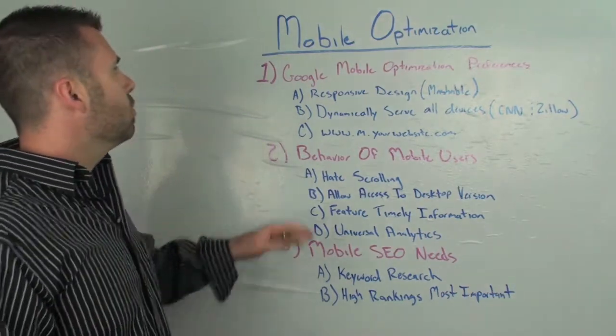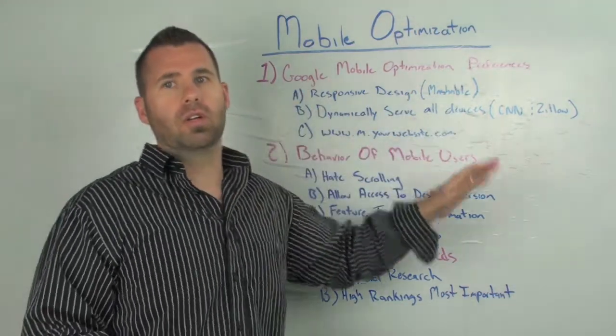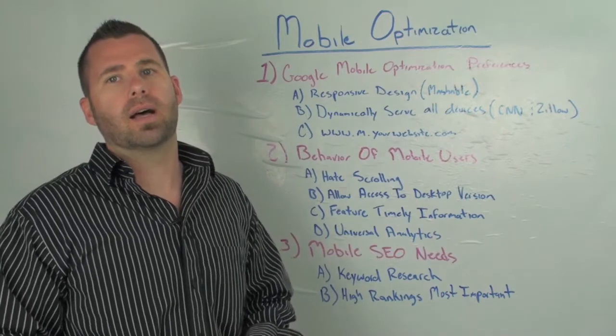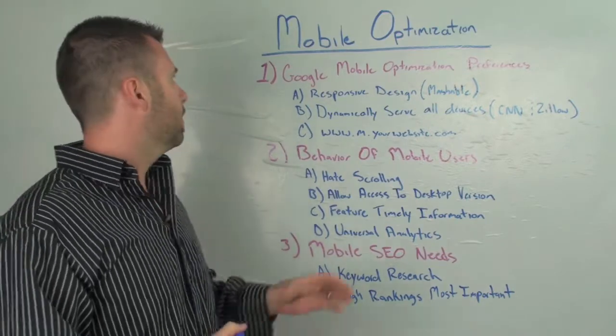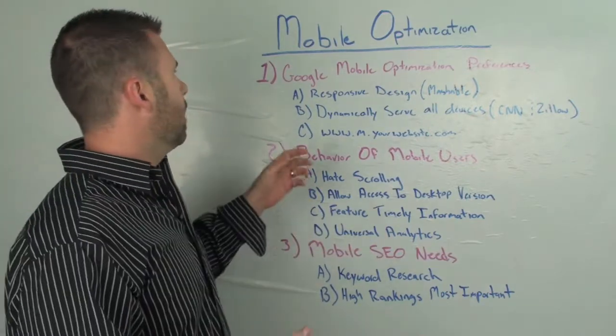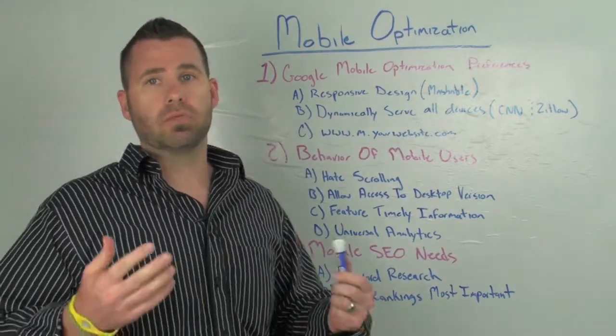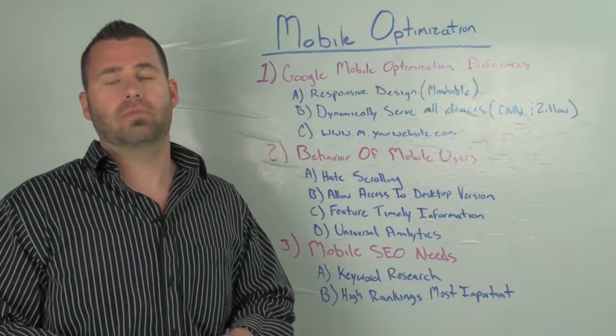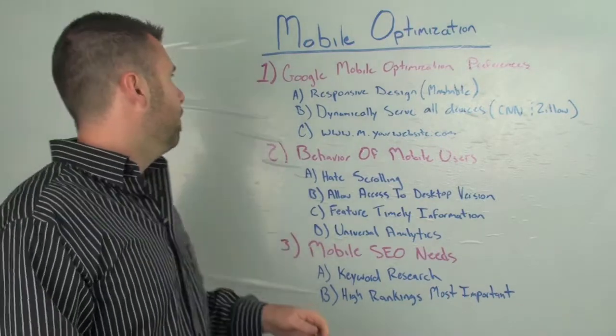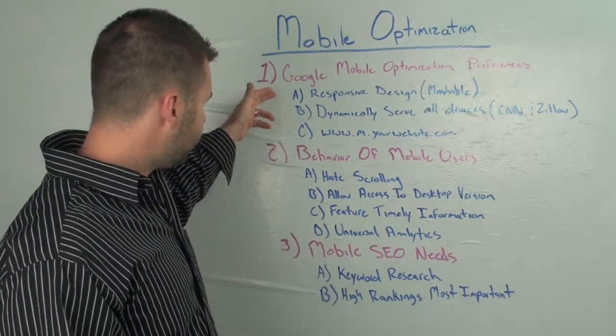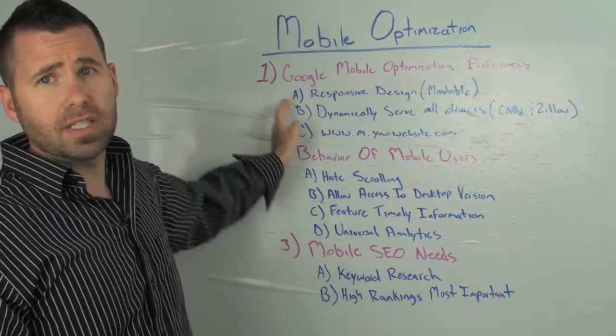So Google has a developer's toolbox, and in that toolbox, one of the things you can look up is mobile optimization preferences by Google. They basically just rank their preference of mobile sites. Their very first preference is called responsive design.